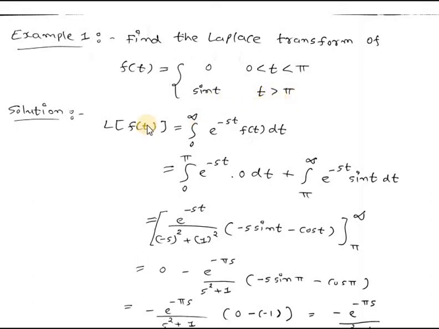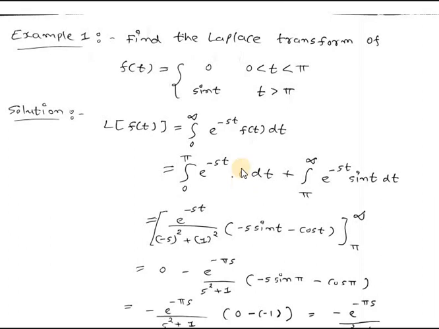So by definition, the Laplace transform of f of t is given by integration 0 to infinity e raised to minus st f of t dt. Here we have to split this function according to the limit. So integration 0 to infinity can be written as integration 0 to pi e raised to minus st into 0 dt plus integration pi to infinity e raised to minus st into sin t dt.